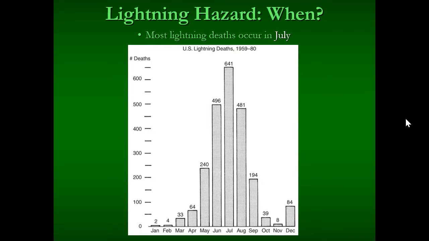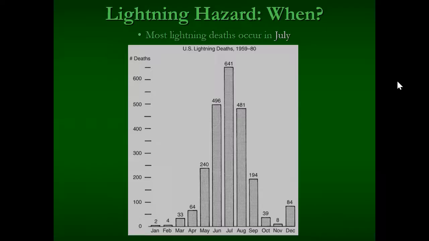Most lightning deaths occur in July, and this is because this is when most people are outdoors during lightning, or during thunderstorms, etc. Overall, in the U.S., on average, it's July.